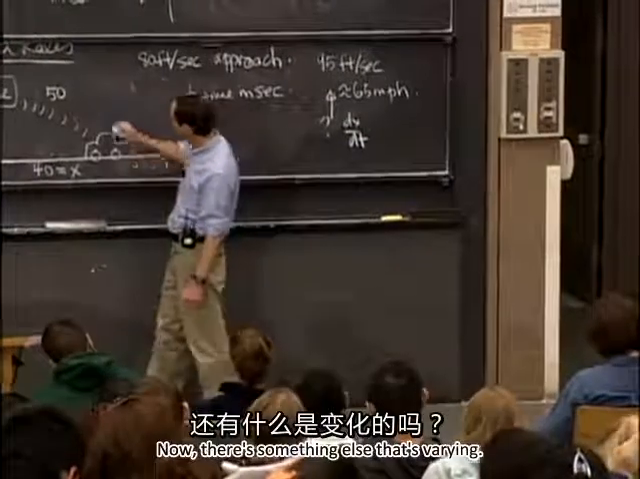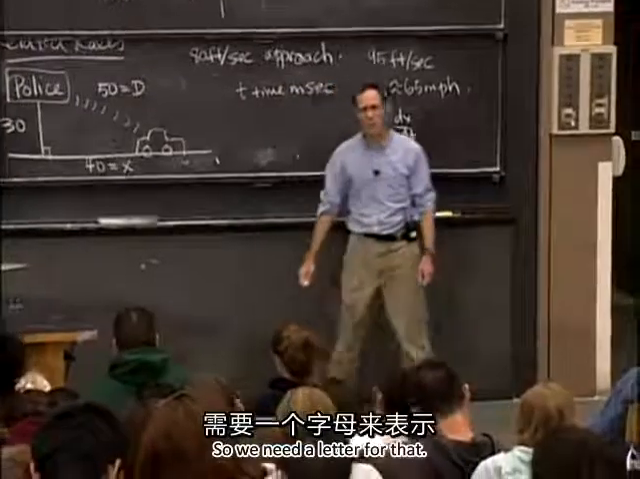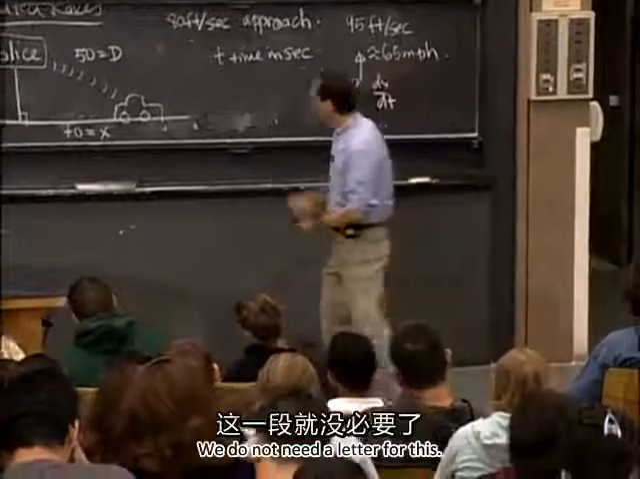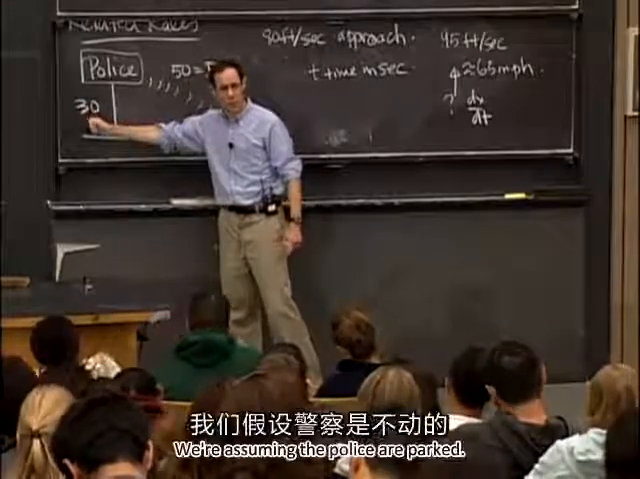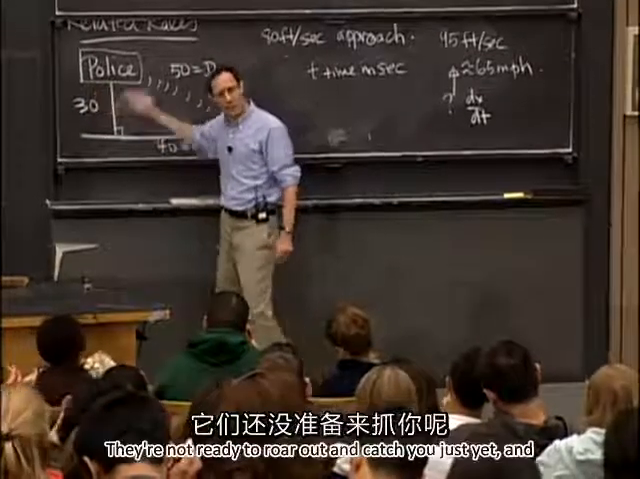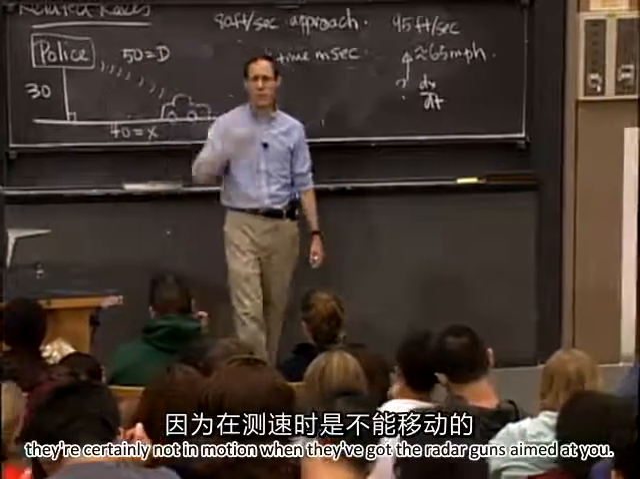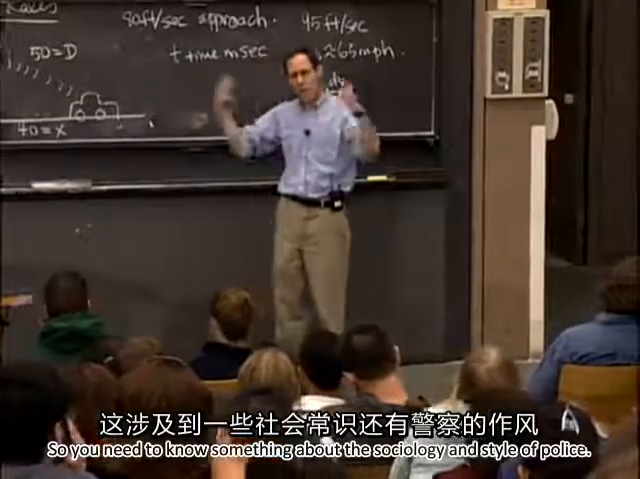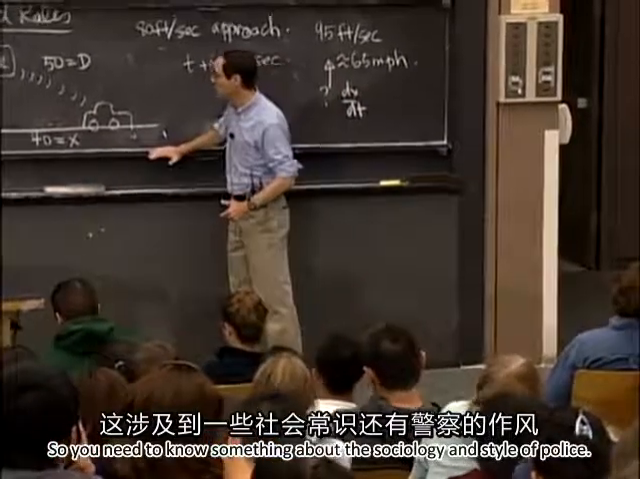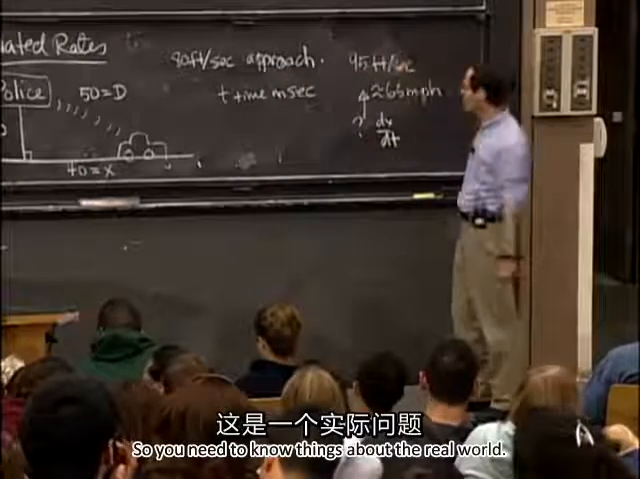Now, there's something else that's varying. This distance here is also varying, so we need a letter for that. We do not need a letter for this because it's never changing. We're assuming the police are parked. They're not ready to roar out and catch you just yet. And they're certainly not in motion when they've got their radar guns aimed at you. So you just sort of need to know something about the sociology and style of police when they're... Okay, so you need to know things about the real world.